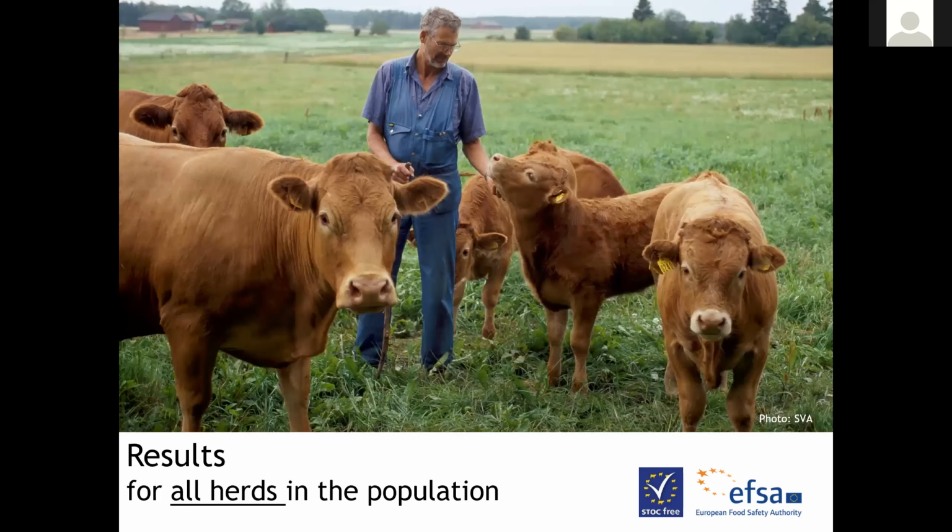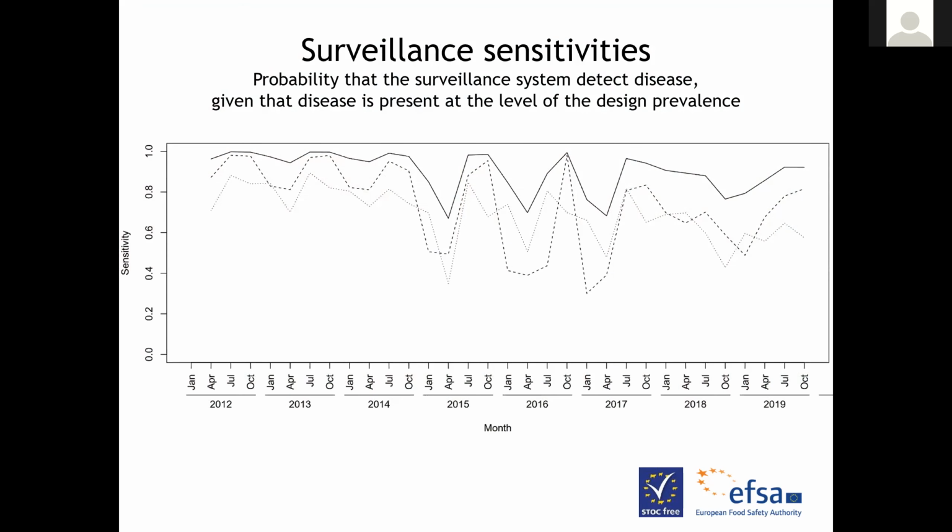Then we come to the output, the results. And when all herds in the population are test negative, then the estimated probability of freedom can be applied to all of these herds. And in the case then of BVD in Sweden, it looks like this. So first here, the surveillance sensitivity for each quarter of a year from 2012 to 19. And as you can see, it varies a bit, and that depends on how many samples and what herds were tested. And the solid line is the estimate for all cattle in total, and the dashed and dotted lines there are for dairy cattle and beef cattle separately.